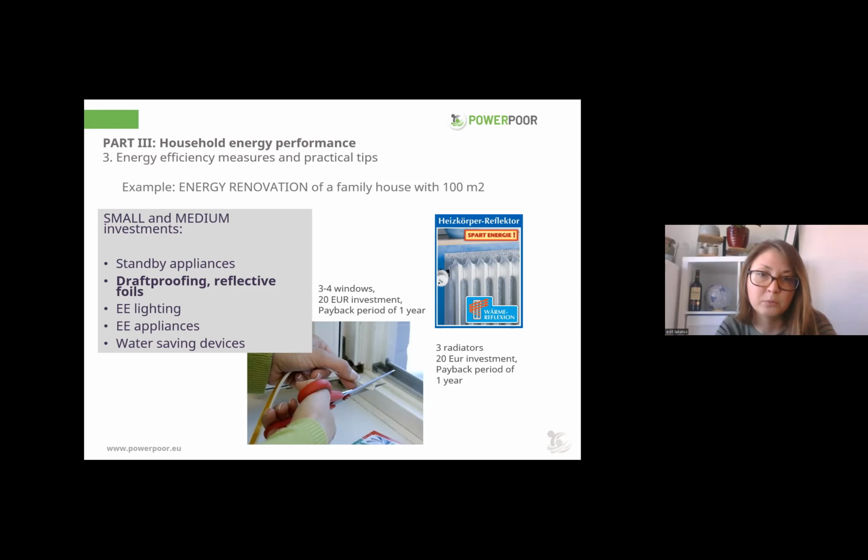So we know that there are all these little things that you can do to save energy. This reflective foil is around a €20 investment. Maybe in the meantime it increased a little bit, but it is enough for 3 or 4 windows, and the payback period is 1 year. So it is quite a good little tip that you can do while you are not able to insulate the facade.